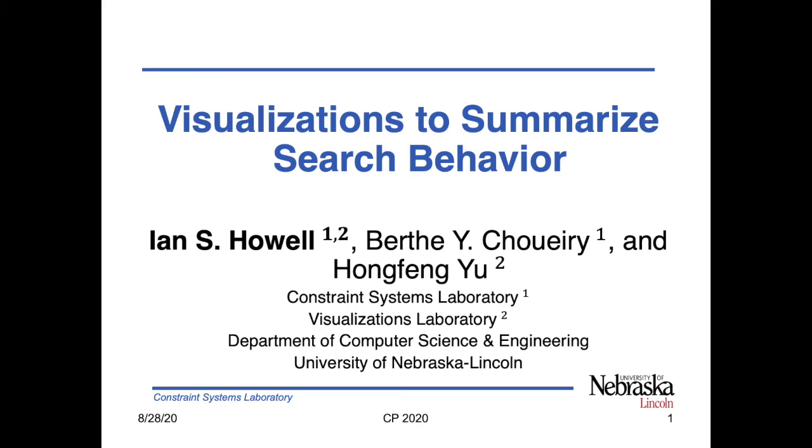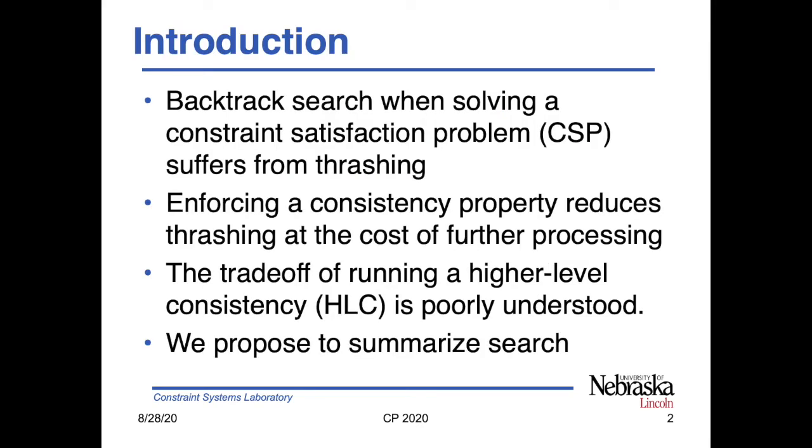Visualizations to Summarize Search Behavior. Backtrack search is the only sound and complete method for solving a constraint satisfaction problem. Unfortunately, it suffers heavily from thrashing. In practice, thrashing is reduced by enforcing a given consistency property, but this costs further processing to actually enforce the property. The more strict the property, the more cost incurred, but also potentially more values will be pruned. The total trade-off of running a higher level consistency is poorly understood.